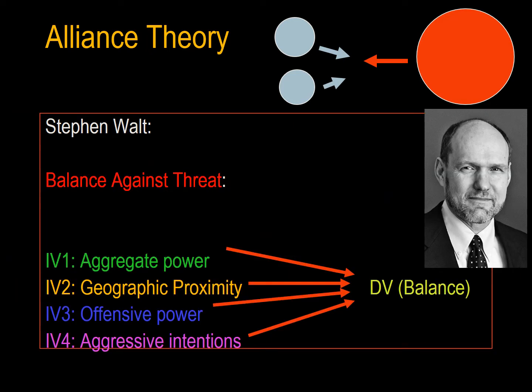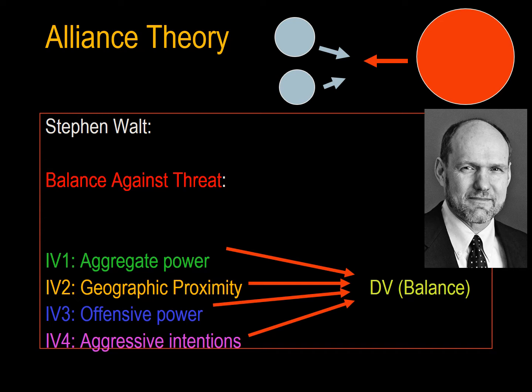So Stephen Walt's balance of threat has 4 variables. One is the aggregate power, which is basically balancing against a threat. Geographic proximity, the closer you are to the threat, the more likely you are to oppose it. Whether the threat has offensive power, meaning the ability to expand, perhaps through offensive maneuver capabilities. And the 4th variable is its aggressive intentions. And Walt argues that aggressive intentions are very important and neglected by balance of power.